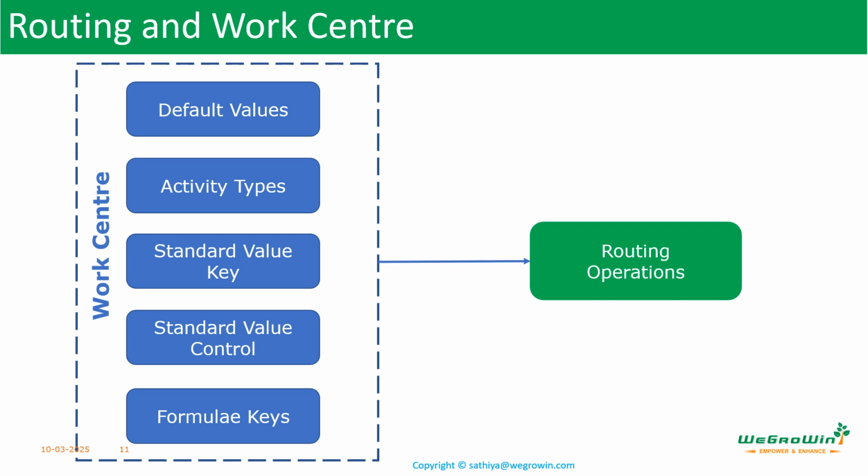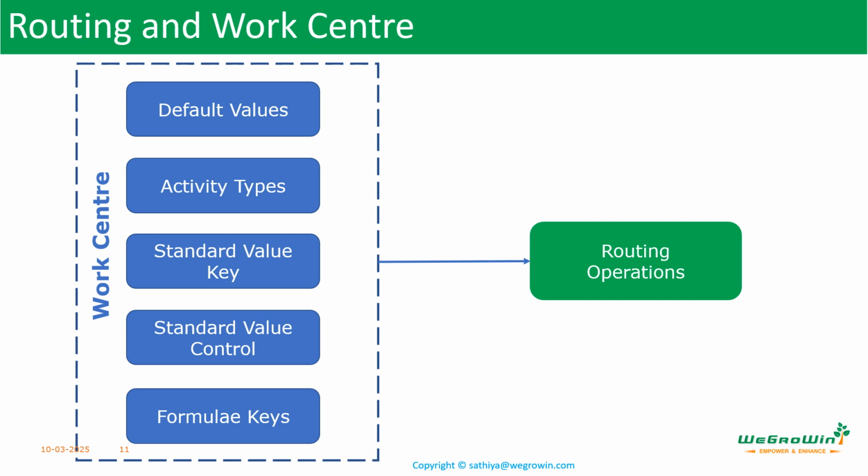Then activity types affect how the operation has to be costed, which kind of activity type we have, and how the costing has to be carried out. This we can define using activity types. Then the standard value key assigned with the work center consists of the standard value parameters, like what we discussed now: setup time, processing time, labor time, for which we have to fix the time in the routing. So we have these different standard values which are checked and controlled from the work centers.